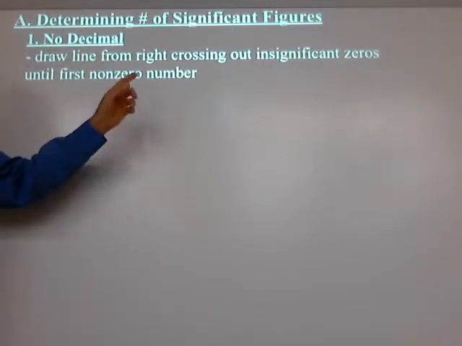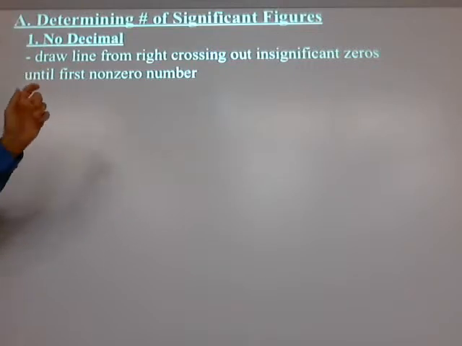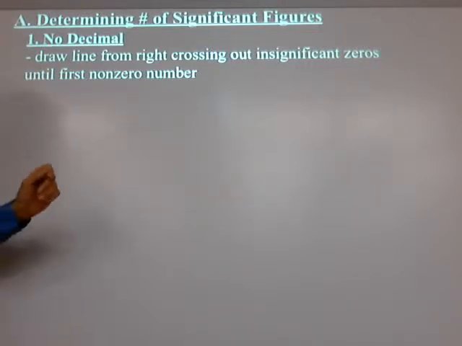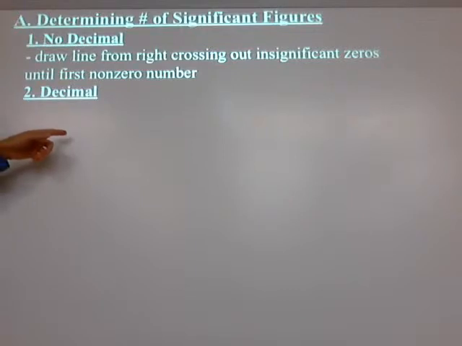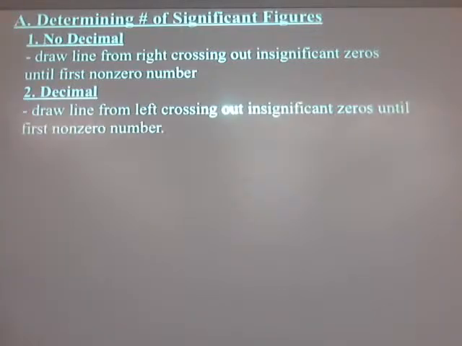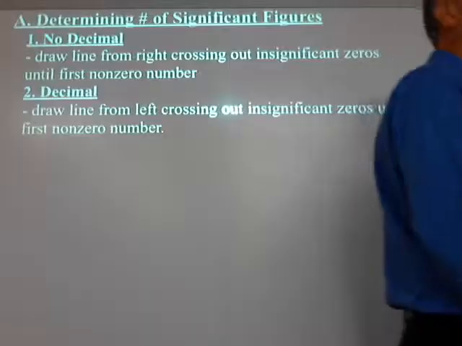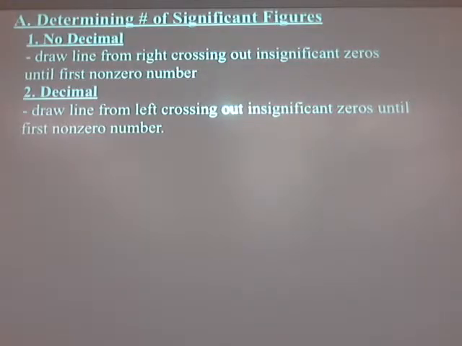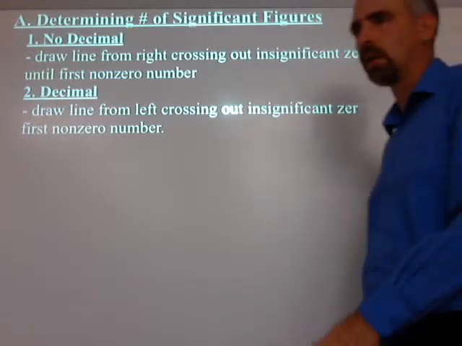If there's no decimal in the number, this always works. It's kind of a cool little trick. It always works, rather than, like I said, in your book, if you were to look up rules for this, there's like 7 rules. It's a little crazy. If there is a decimal, you do exactly the same thing, only you draw the line from the left instead of from the right. Now, that's pretty easy to remember, and it's pretty easy to do. It's a very simple formula for doing these.